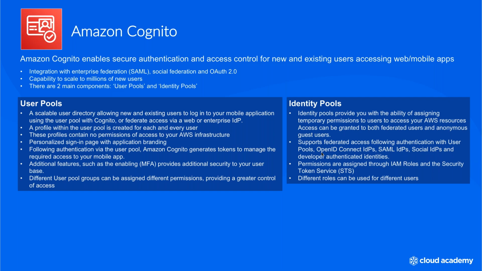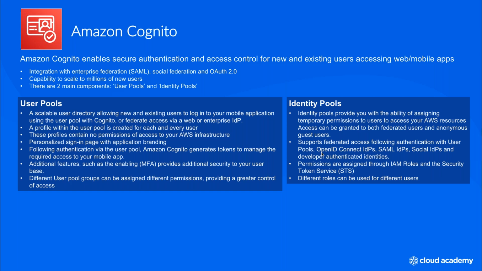And then we have identity pools. Now, identity pools are different to user pools in that these actually provide you with the ability of assigning permissions to users to access your AWS resources used within the mobile app by using temporary credentials and the Security Token Service. Now, identity pools support federated access for users that have been authenticated by user pools, OpenID Connect identity providers, SAML, and social identity providers as well, and developer authenticated identities too. Now, these permissions are assigned through IAM roles and can be mapped to different users to provide different permission sets.